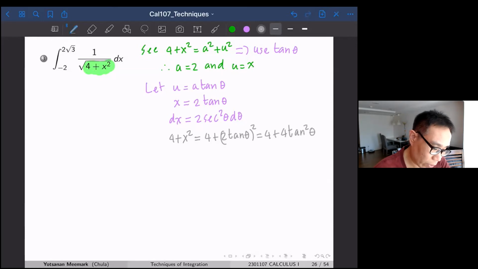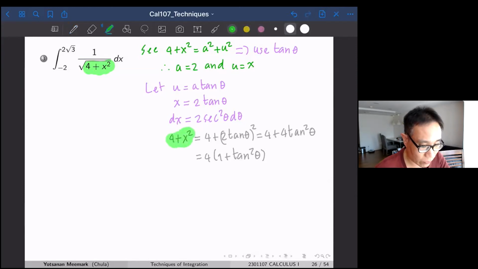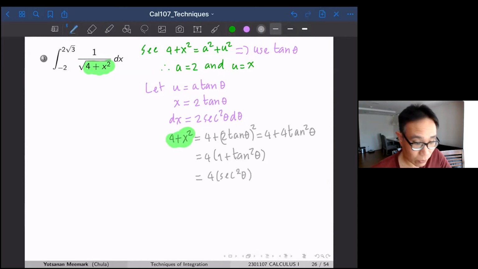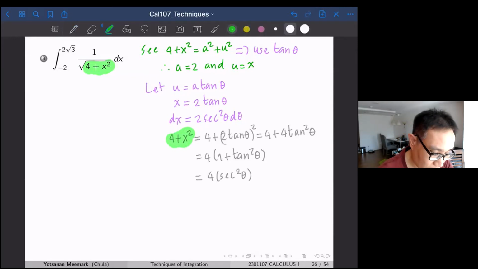So this guy will be what? Will be 4 outside, and it's going to be 1 plus tan square theta. And the thing that you have for the green one will be just 4 times 1 plus tan square. And this guy will be 4, and 1 plus tan square by trig identity, so you get secant square. So 1 plus tan square equal to secant square. So this is how we get the green one.